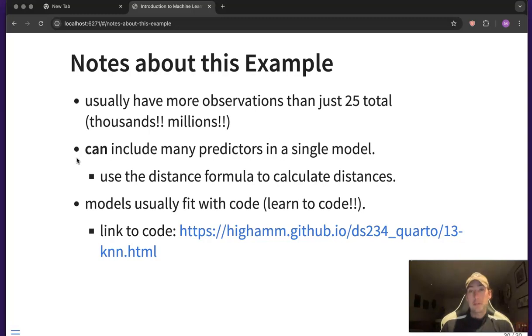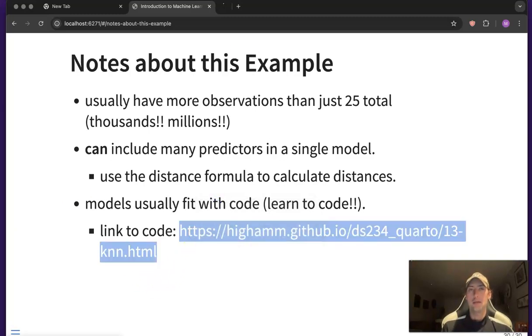And in fact, you could include 3 predictors or 10 predictors or 100 predictors and just use an extension of that distance formula. And then the final point here is that these KNN models, and really most models, are almost always fit with code. So if you take nothing else from this activity, the biggest takeaway I would say is that if you have the chance, learn to code. Learning earlier is better. It's a highly useful skill, especially if you're interested in going into a quantitative field.